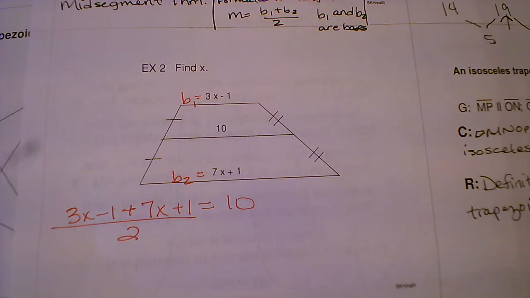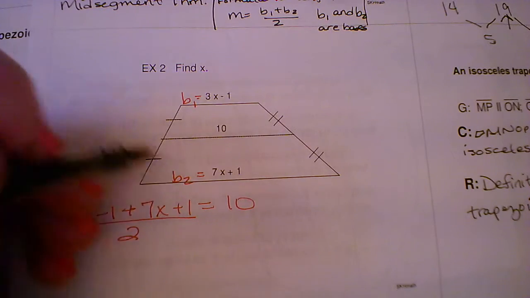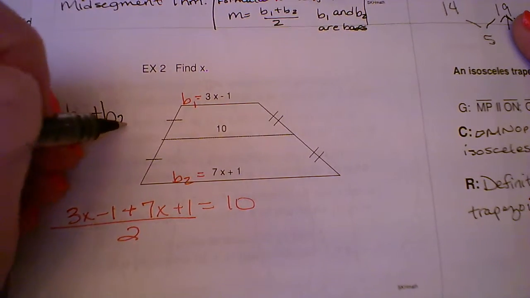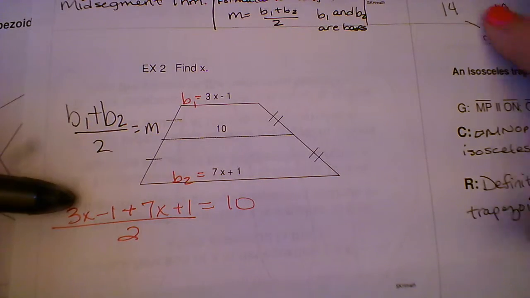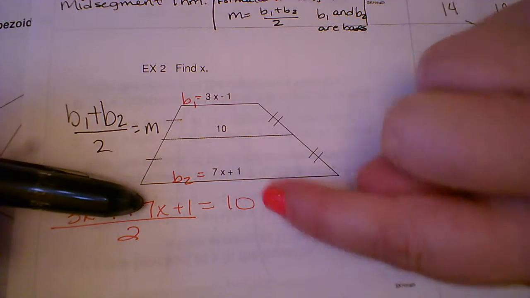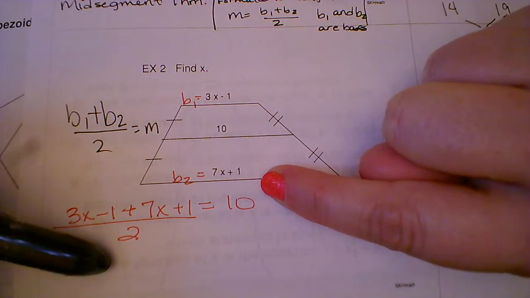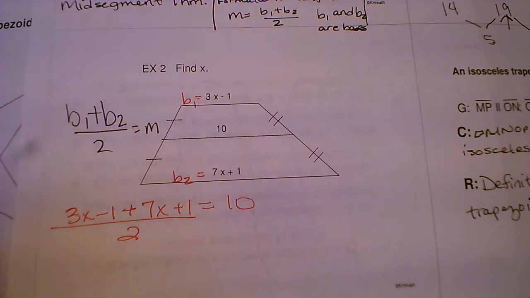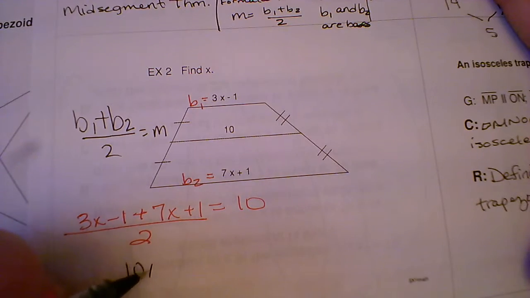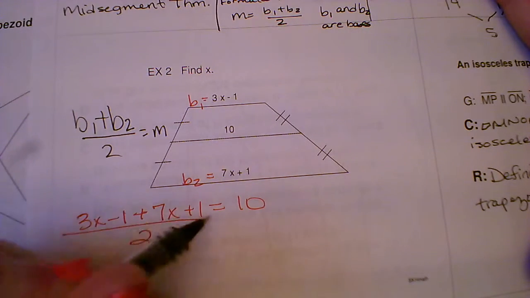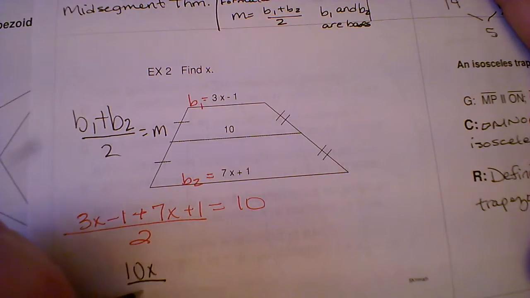we are given expressions instead of just numeric values for those lengths. But we can still set it up as base 1 plus base 2 divided by 2 equals that midsegment. And that's what we've done here. 3x plus 1 was that first base, 7x plus 1 was that second base, divided by 2 equals that midsegment 10. From here, I can simplify that numerator. So I have 10x, 3x plus 7x, negative 1 plus 1 is 0. So 10x over 2 equals 10.